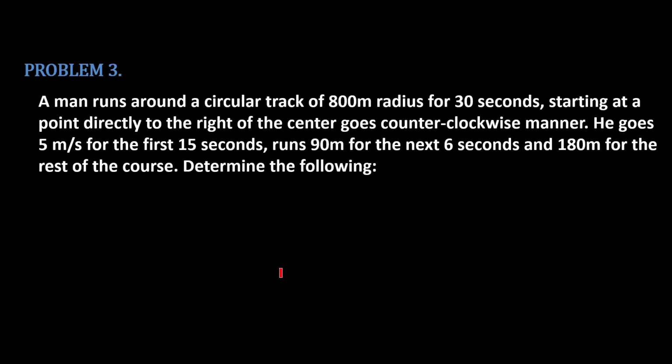Try tayo na sa problem. So, a man runs around a circular track of 800 meter radius for 30 seconds, starting at a point directly to the right of the center, goes counterclockwise manner. He goes 5 meter per second for the first 15 seconds, runs 90 meter for the next 6 seconds, and 180 meter for the rest of the course. Determine the following.